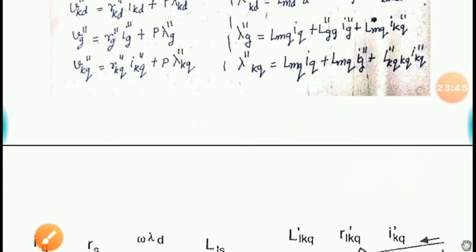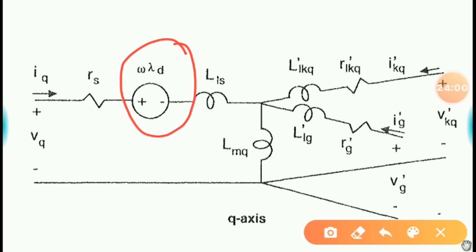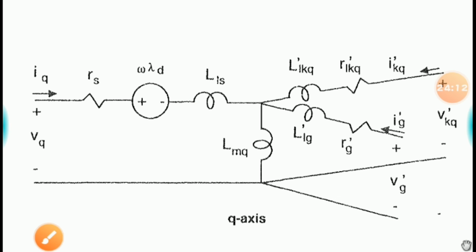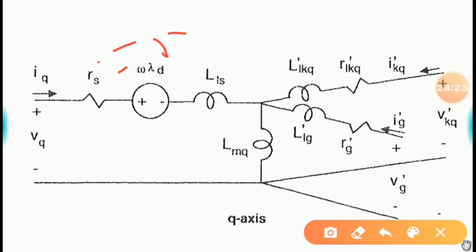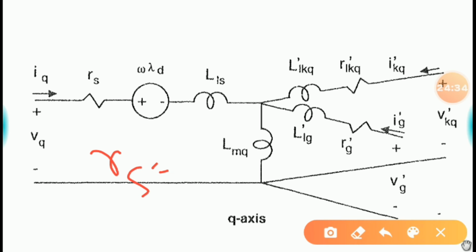So what we can write basically here, see this one, this omega lambda d, or in our way it is omega r. It is not only omega, it is omega r lambda d. This speed EMF, it's like back emf, it is opposing your vq, right? And you are having rs. This rs, as we have considered, rs is equal to ra is equal to rb is equal to rc, right?